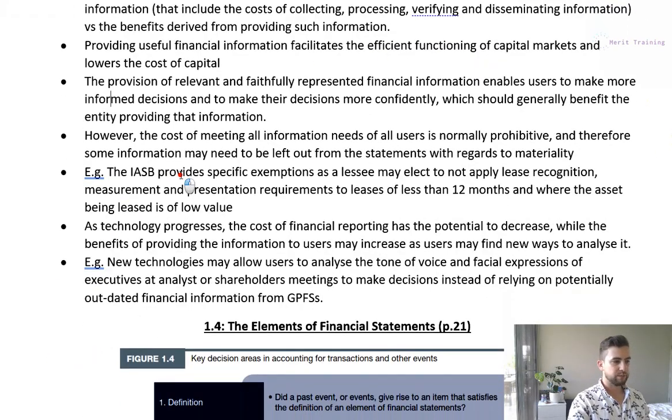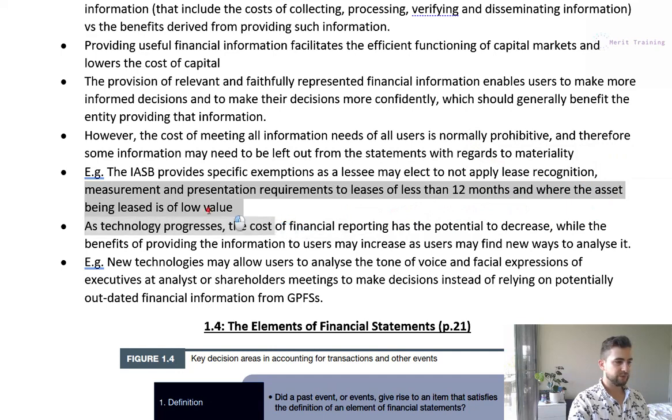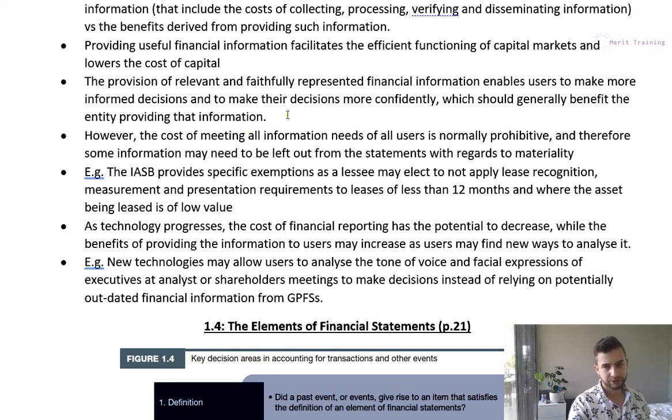For example, the ISB provides specific exemptions as a lessee to not apply lease recognition, measurement, and presentation requirements to leases of less than 12 months, where the asset being leased is of low value, right? Because there's not much point. It would cost you a lot of time, cost you a lot of money in paying accountants to do all the calculations, get all the leases. It's going to disrupt your operations. For what's the point, right? It's 12 months, they're low value assets.